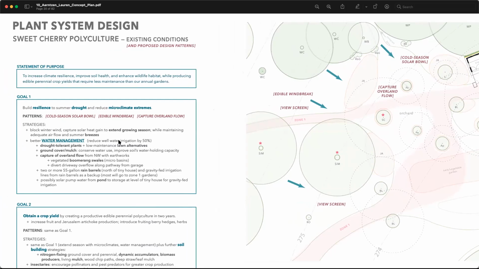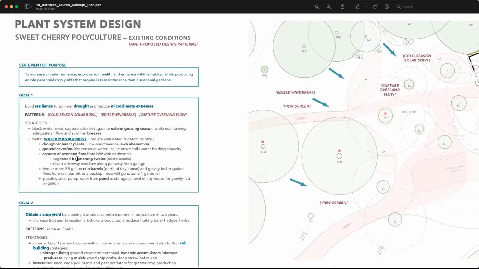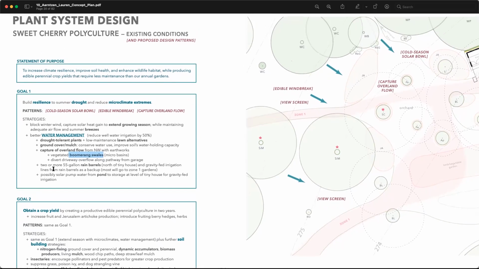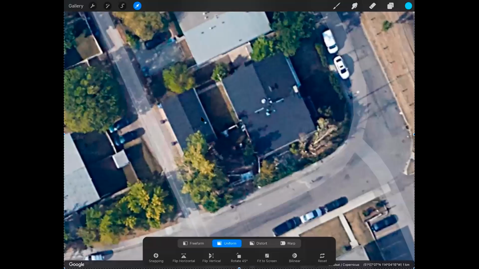We want to reduce well water irrigation by 50%, use drought tolerant plants, low maintenance lawn alternatives, ground cover mulch. Notice we're not saying what it is yet, just the general strategy. Capture overland flow, use things like boomerang swales, micro basins, potentially some rainwater capture. This is a bit more specific, and then possibly a solar pump. So this gets us even more into the specifics of the site. So when we then move to your site and we get a sense of what you have, the next step is to take your site and start to pull this out.